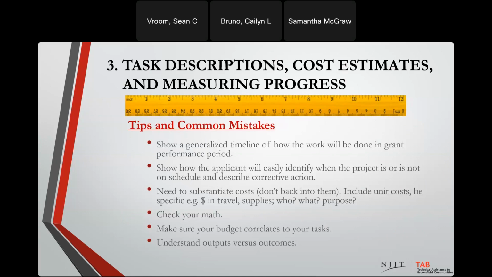You want to show how you're going to easily identify when the project is or isn't on schedule, and you're going to have to describe the corrective action. So you want to make sure that you address that clearly in this section.